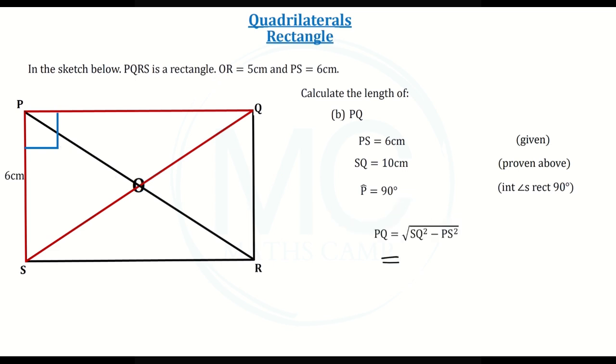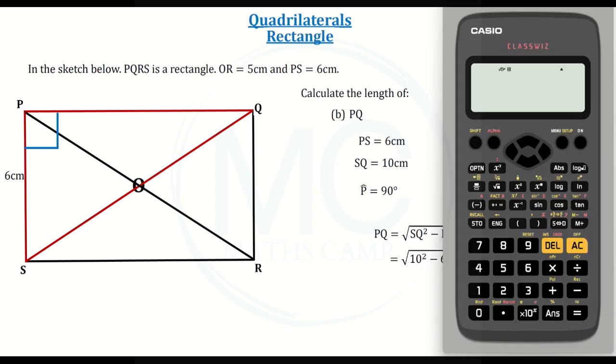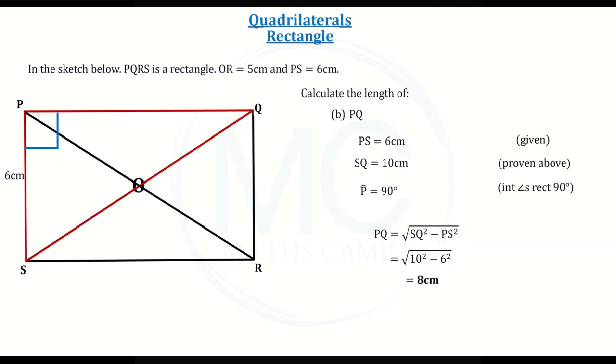We know that SQ is 10 centimeters, so we say 10 squared minus the length of PS, 6, so we say 6 squared, all under a square root. Now we can take our calculator and we say the square root of 10 squared minus 6 squared is equal to 8. This is the length of PQ.